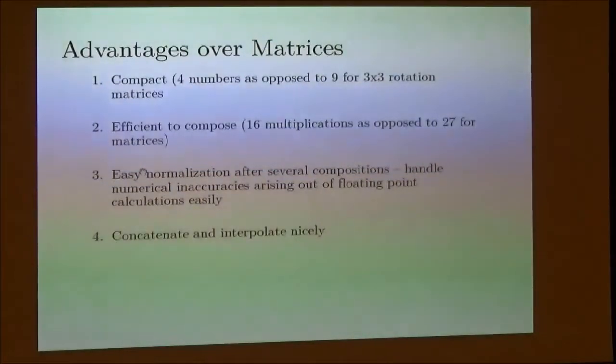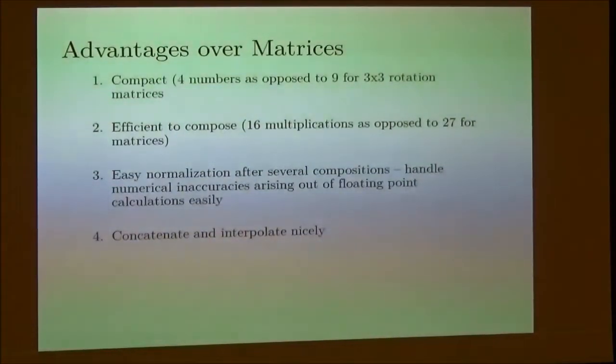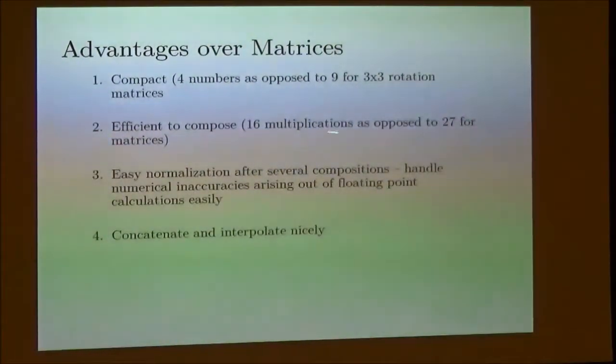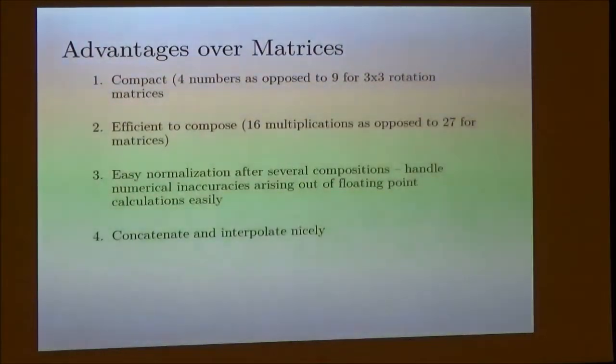Okay, now, those of you who have dealt with matrices over your life, for rotation as well as rigid body transformation, probably would be wondering, why do we need to use quaternions? And there are multiple reasons for doing that. From a computational point of view, you need only 4 numbers to represent a rotation as opposed to 9 for a 3x3 rotation matrix. They are efficiently composed, so in multiplication, it means you have 16 multiplications as opposed to 27 for 3x3 matrices.